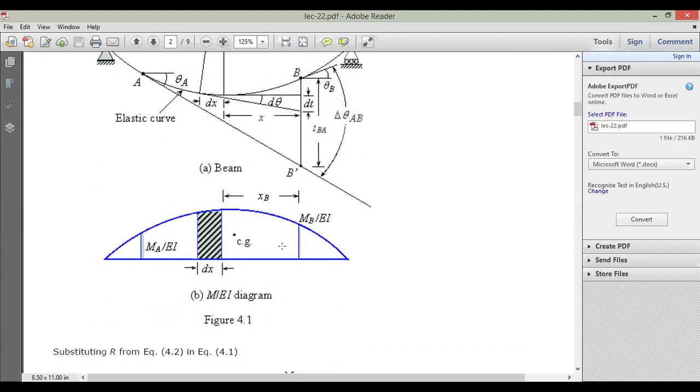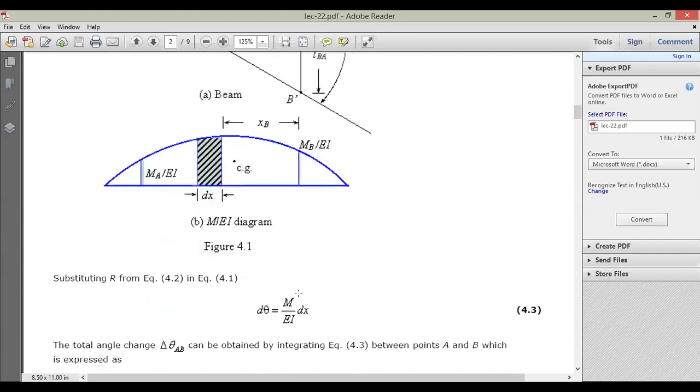So dx is in the numerator, and 1 by R is given by M by EI. So 1 by R is represented by M by EI. This way we have found the elemental angle d theta.